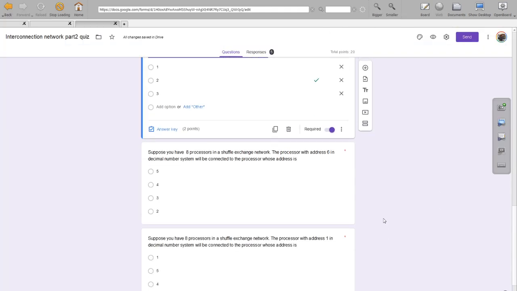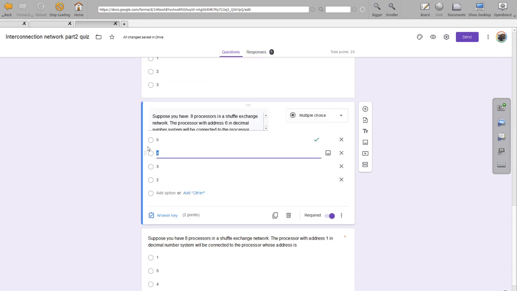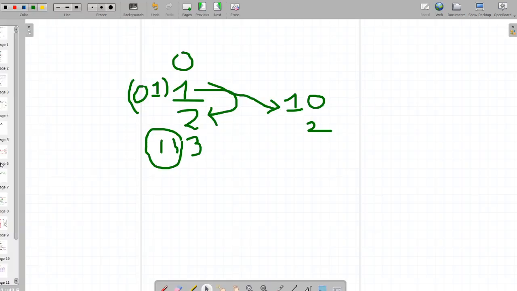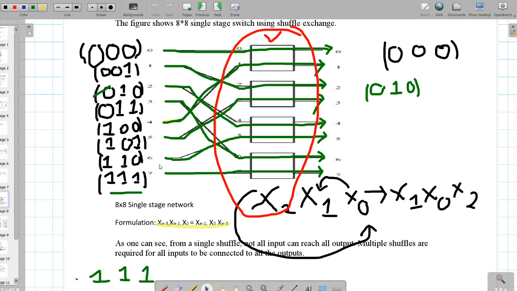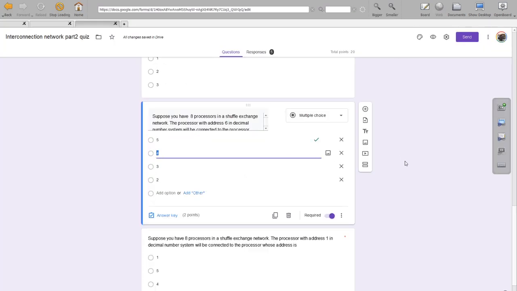Now let me move to the next question. Suppose you have 8 processors in a shuffle exchange network. The processor with address 6 in the decimal number system will be connected to the processor whose address is 5. If you can recall the diagram, you have noticed that processor 6 has been directly connected with processor 5 after left shifting of the address by 1 bit.